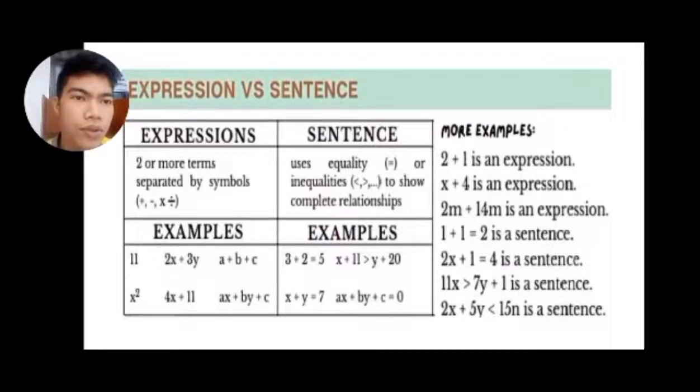So, sentence uses equality or equal sign, less than or greater than, etc. to show complete relationship. For example, 3 plus 2 equals 5. Equals po siya. And x times 11 is greater than y, ax plus 11 is greater than y2 plus 20. So, may greater than yan. So, sunod naman, x plus y equals 7, and ax plus by plus c equals 0. So, ito po, more examples.